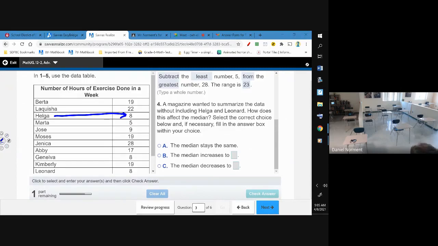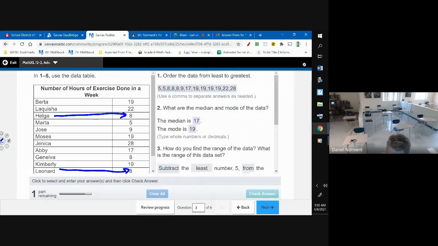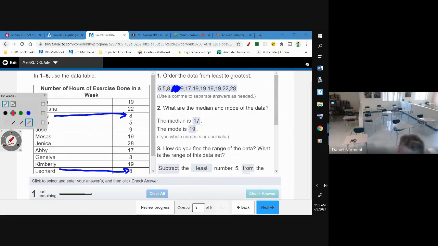Leonard is right here. They're both 8s. So how does this affect the median? What we're going to do is go back to the top. We're going to take away 2 8s. And now we're going to reevaluate the median, okay?